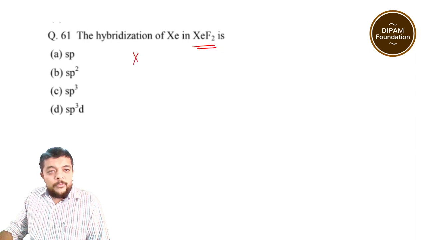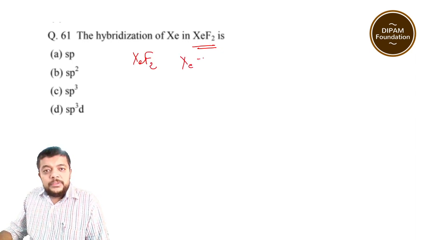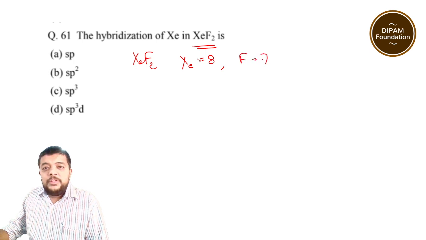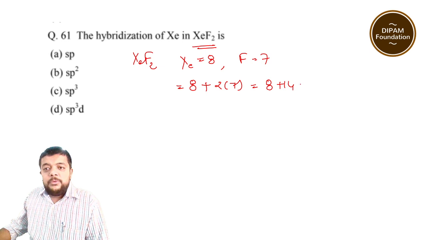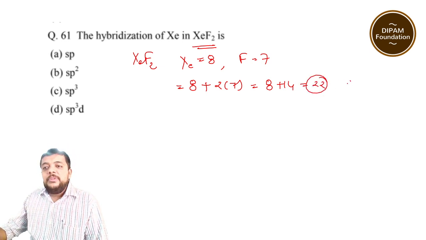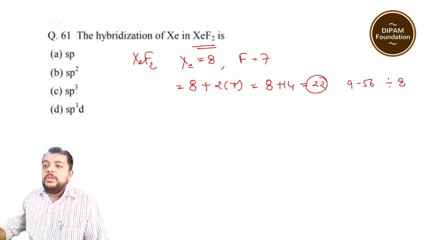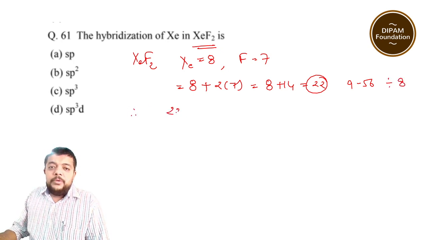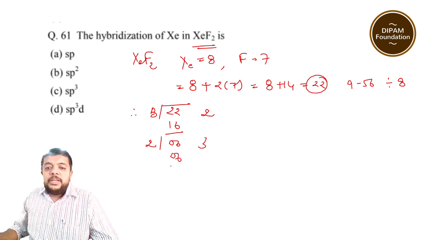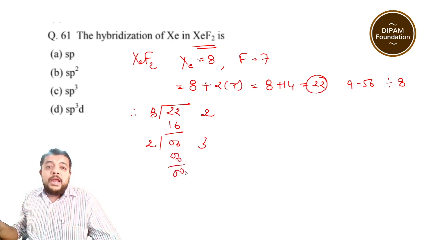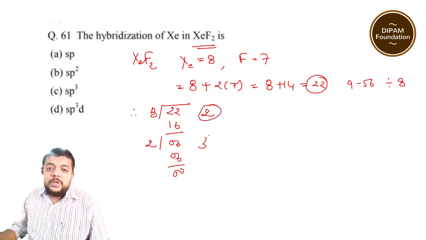Let us check. When it is XeF2, it is xenon with 8 electrons, fluorine with 7 electrons, so it is 8 plus 2 fluorine, 7 each, so it will be 8 plus 14, you will end up with 22. When you end up with 22, it is in the range of 9 to 56, so you need to divide it by 8, and therefore I'll always write 22 divided by 8, so it is 8 2 times 16. When it is 8 2 times 16, you are left with 6. Again, I need to divide it by 2. So 2, 3 times 6 and it ends up with 0.